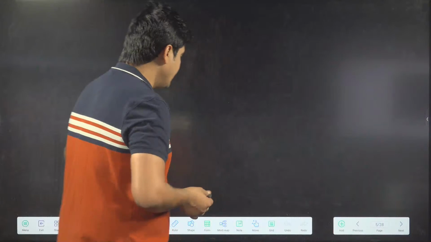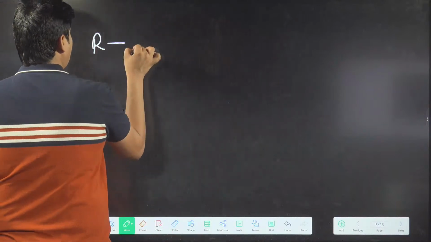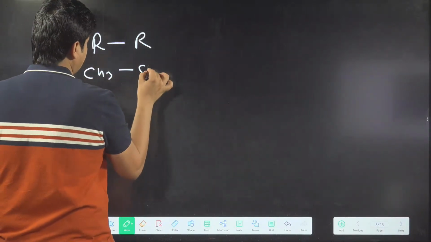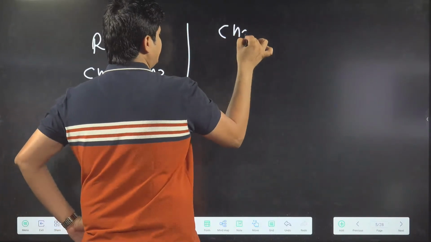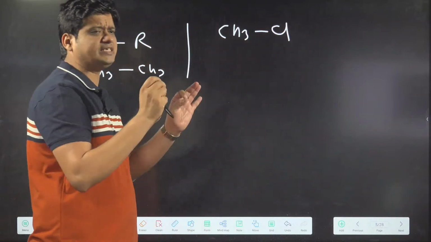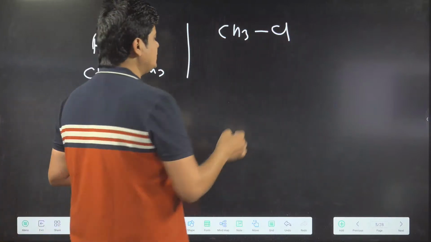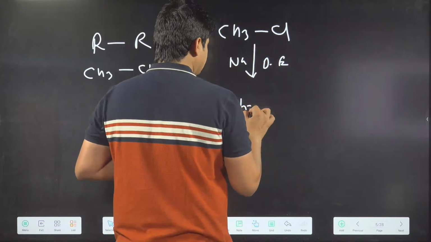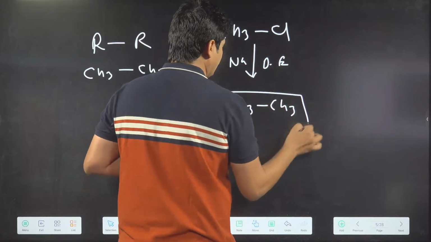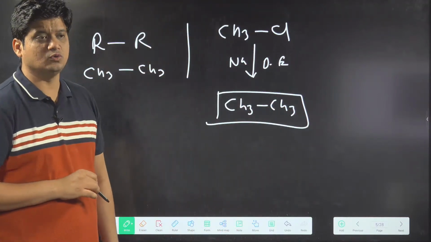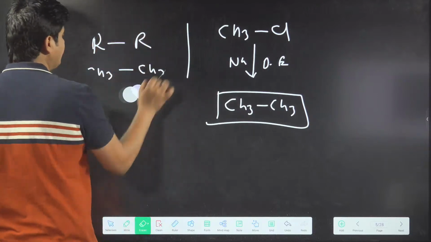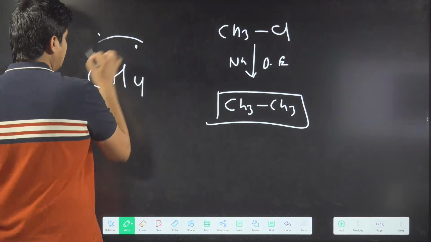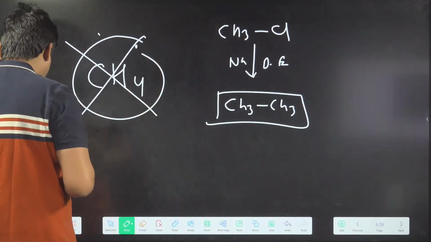Okay, one more thing. In Wood's reaction, what we are observing, R-R is formed. Means this side is carbon, for example CH3, this side also CH3. For example, we select simplest alkyl halide CH3Cl, treating with sodium in dry ether. What you will get there? CH3-CH3. You will get this molecule. How many carbons are there? 2. Means by Wood's reaction, what we cannot prepare? We cannot prepare CH4 molecule by Wood's reaction.